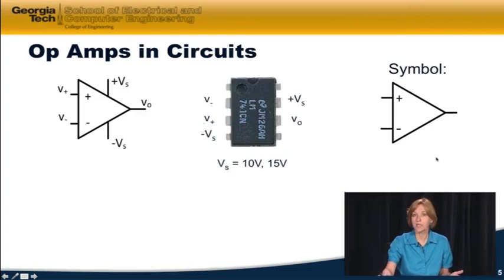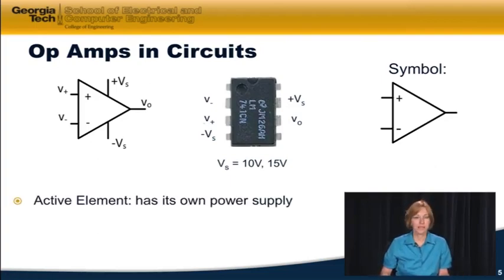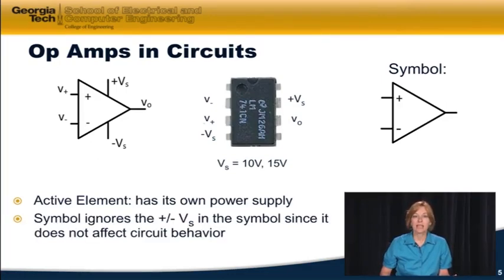Now a circuit symbol for an op-amp looks like this. Now I notice that I've dropped the power supply. The reason I've dropped the power supply in this symbol is because the power supply is what makes it work, but it does not affect the circuit equations that we use in analyzing op-amps in circuits. So again, the power supply doesn't affect our circuit equations in most circuits. As I mentioned, it's an active element because it has its own power supply. And the other thing is that we're ignoring that V sub S in the symbol of it.